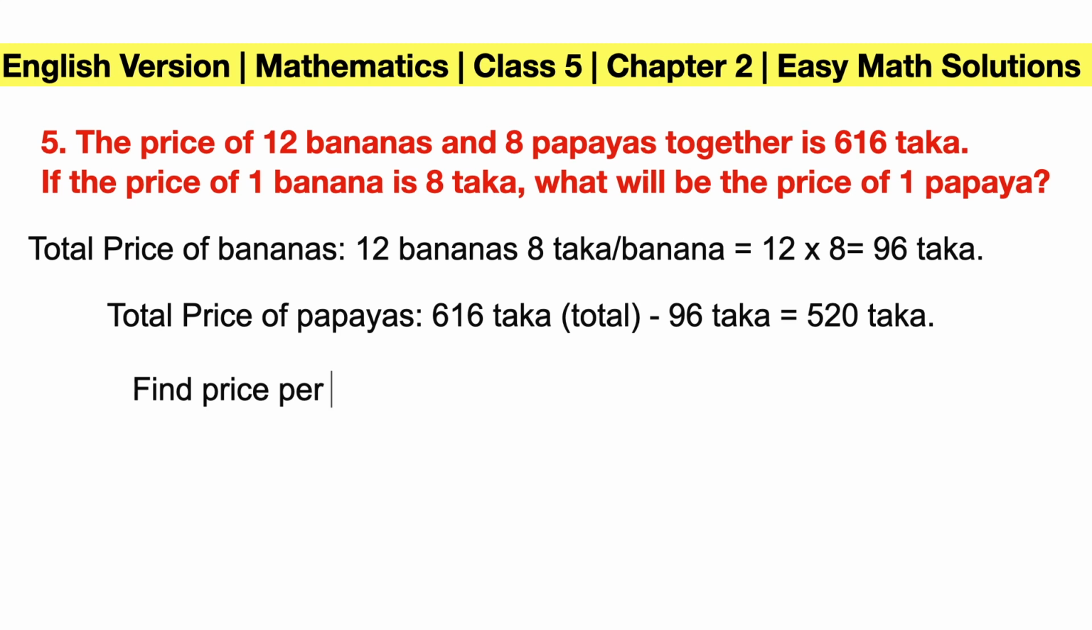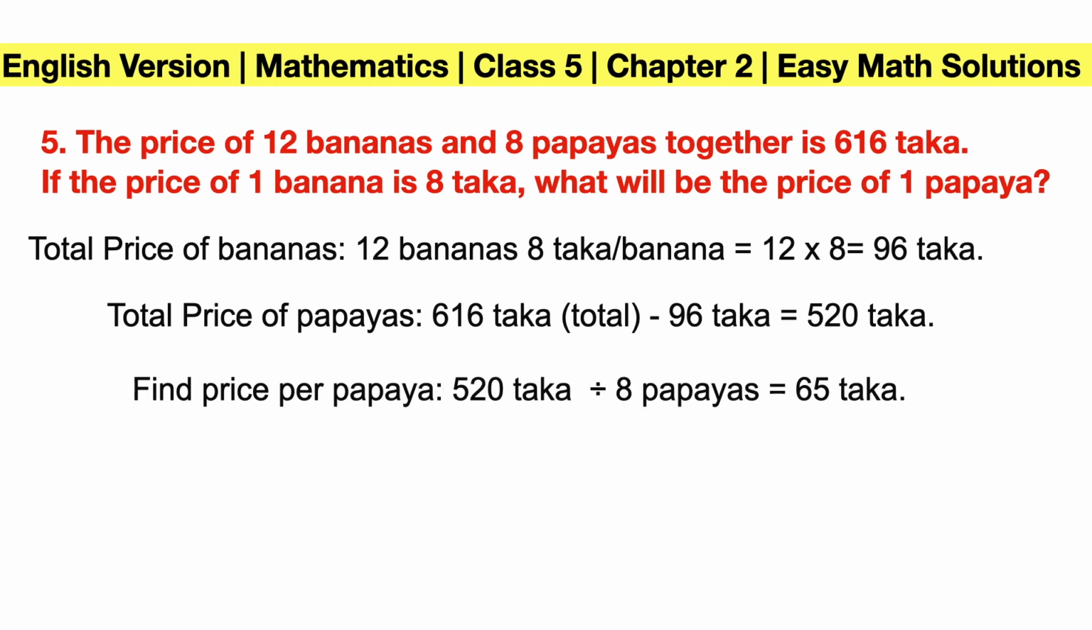Then find the price of one papaya: 520 divided by 8. Here, there are 8 papayas. That means 520 divided by 8 papayas equals 65 taka. Then the answer is 65 taka per papaya price.